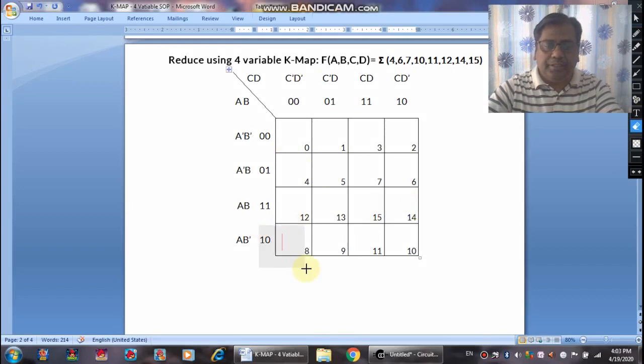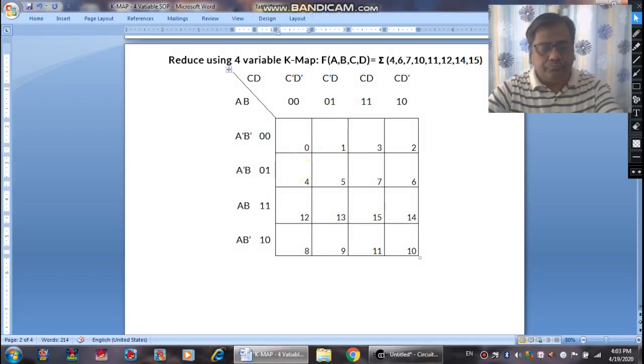In the plotting section, the first thing we have to plot is 1 at 4, then at 6, at 7, at 10, at 11, at 12, at 14 and at 15. This is our plotting. Now we are supposed to create the quads.